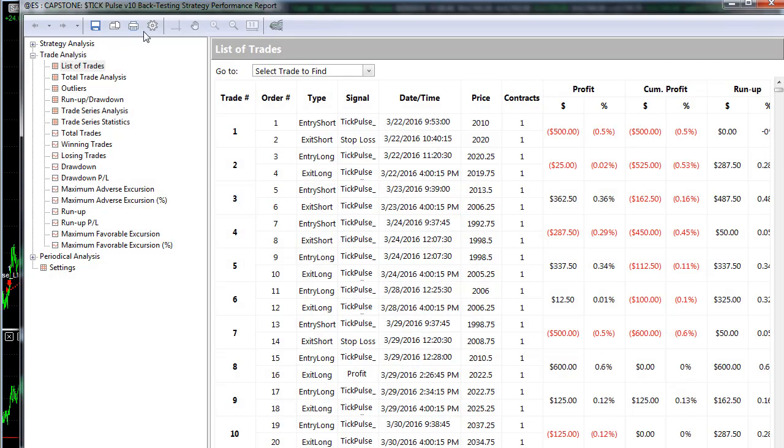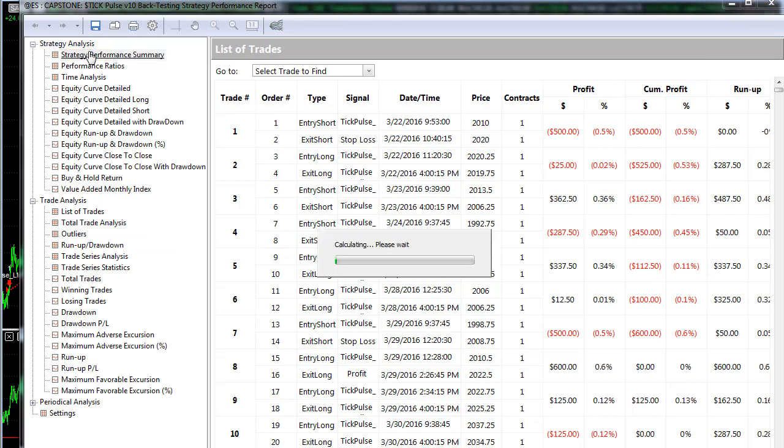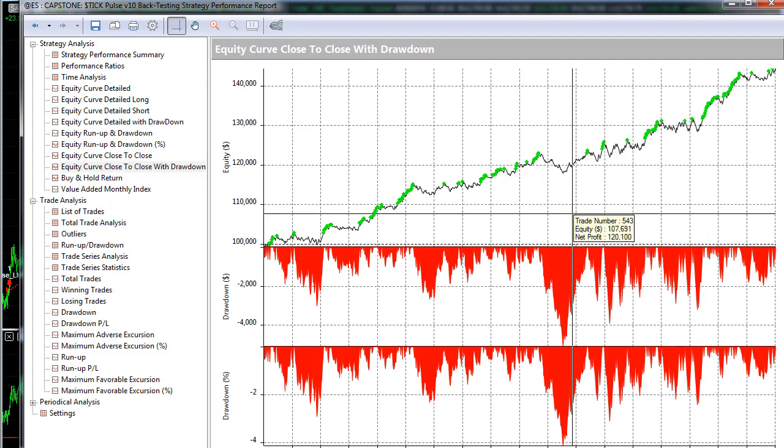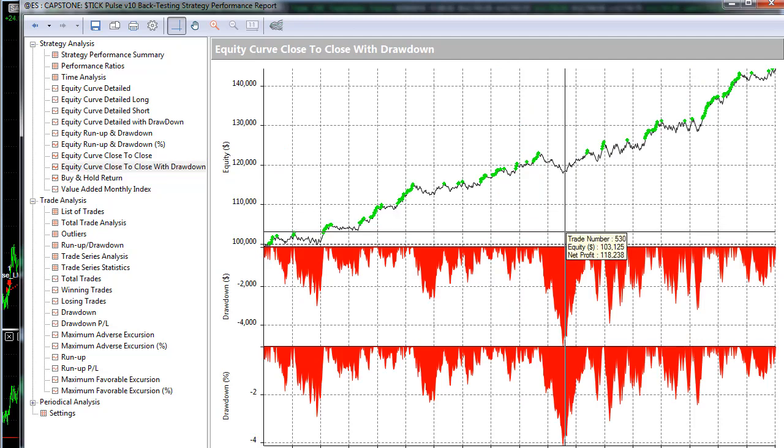I want to show you the overall performance summary for this. Here's the performance summary: 44,312.50, going back all the way to March of 2016. Here's the equity curve, and here is the worst case drawdown period, and there was an additional drawdown during the time period in which we are missing data. I am letting you know that up front. I'm not hiding that fact because the data is not there.